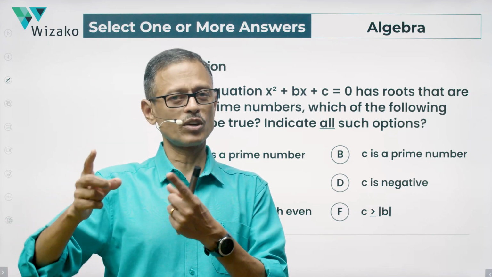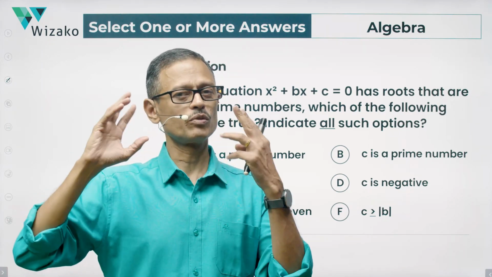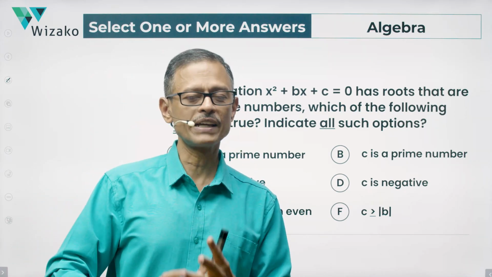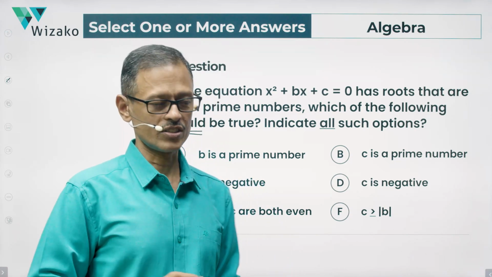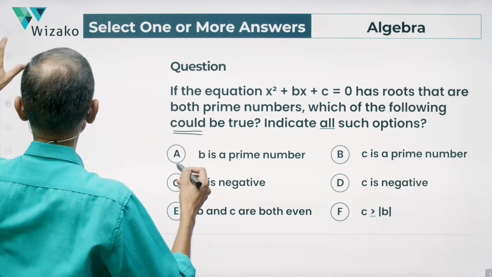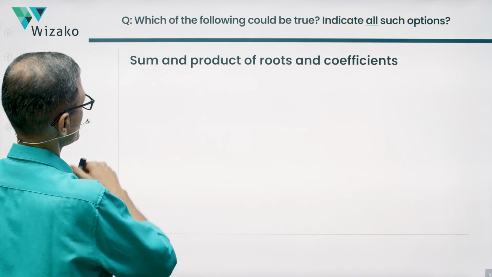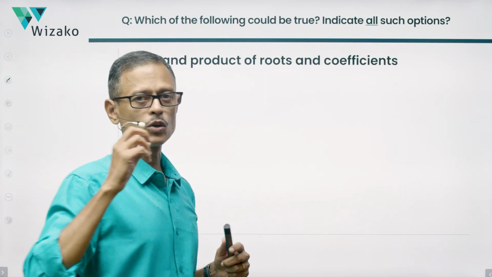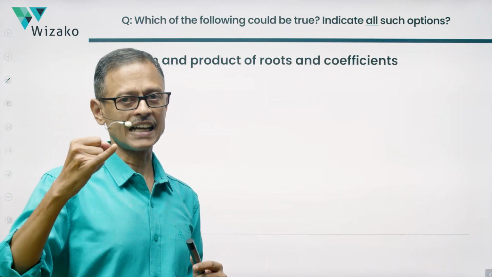Could be true leaves us with two possibilities. Sometimes true, sometimes not true, that possibility. Always true, we'll have to pick that. What we should not pick is something that's definitely false. Before we look at the answer options, let's quickly get a handle on the sum and product of roots and the coefficients of a quadratic equation. Let's get clarity on that.